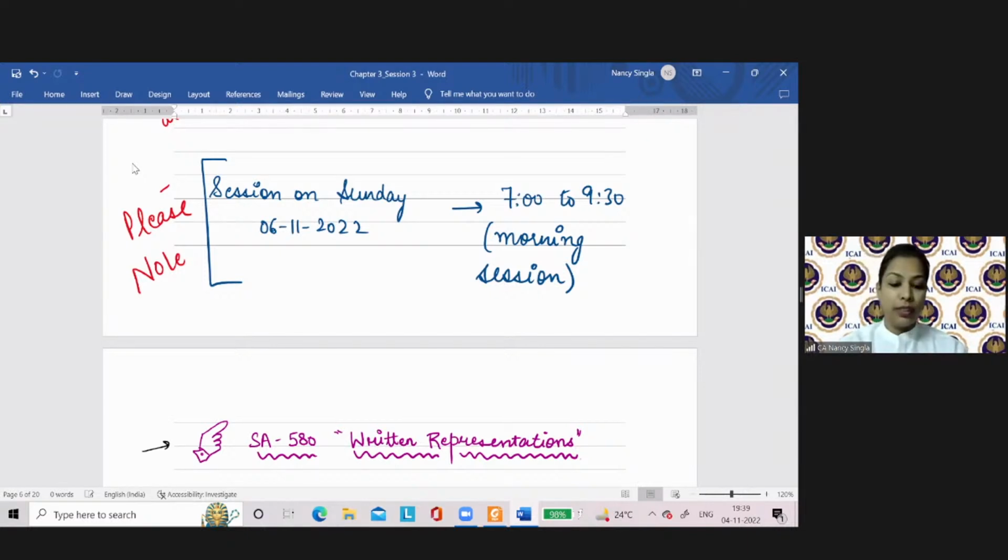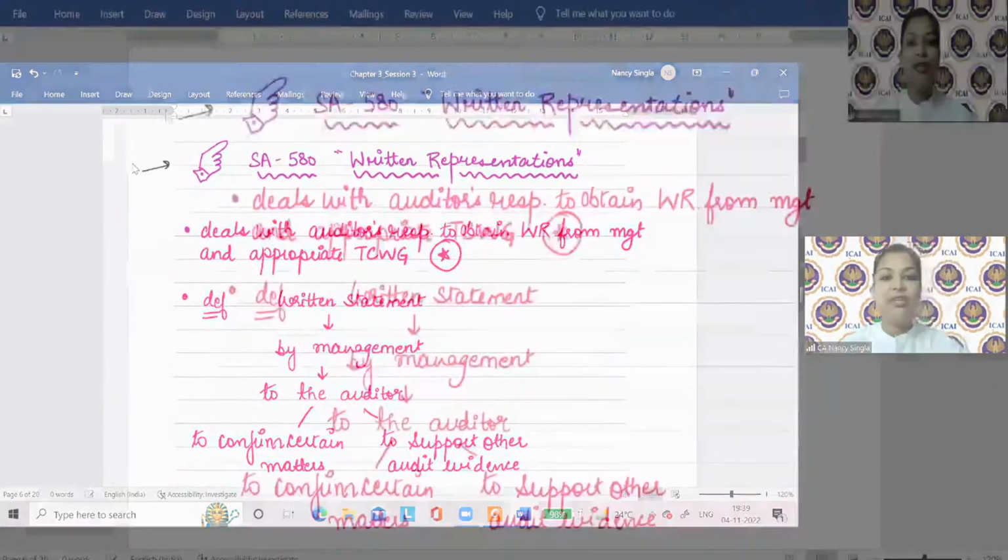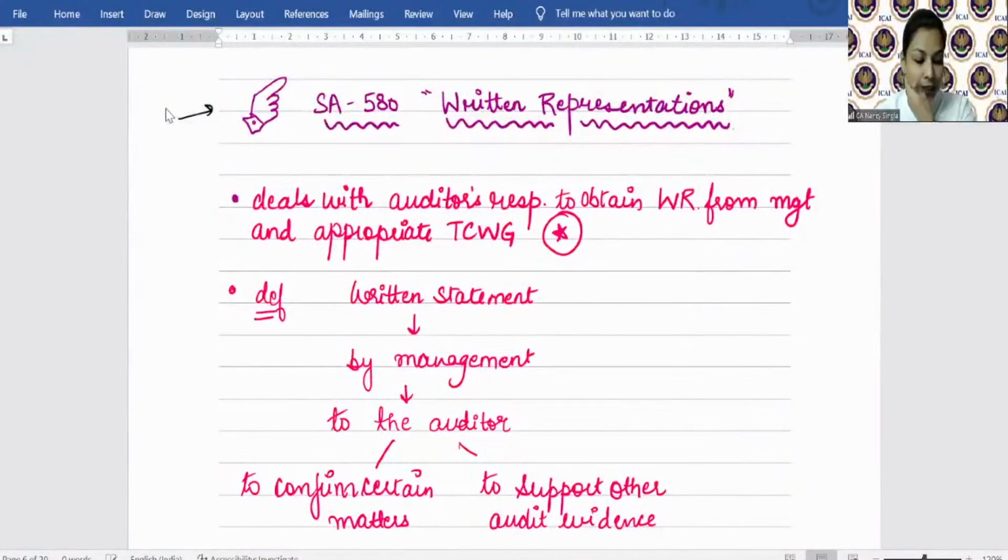Okay. Students, please note this. I'm repeating it again. There is a session on Sunday, 6th November, which is the morning session from 7 a.m. to 9:30 a.m. Okay. There is no evening session for auditing and assurance on that day. Now we are starting with SA 580 and the name is written representations.